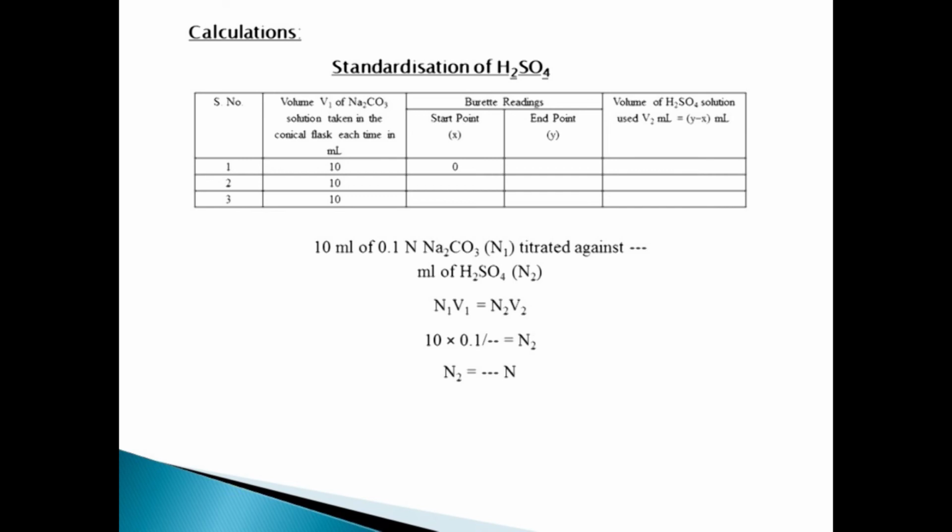By using this we can calculate the normality of the H2SO4 by using the formula N1V1 equals N2V2. Here N1 we already know, that is 0.1 normal, and V1 is the 10 ml of sodium carbonate, so V1 is 10 ml. We need to find N2, that is the normality of H2SO4. V2 we will get from the burette readings. From this we can get the N2 value, that means the normality of H2SO4.